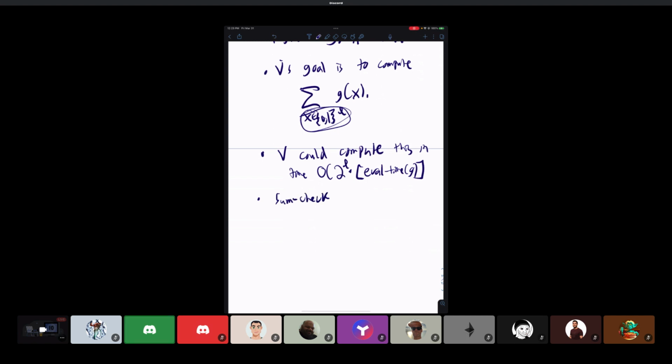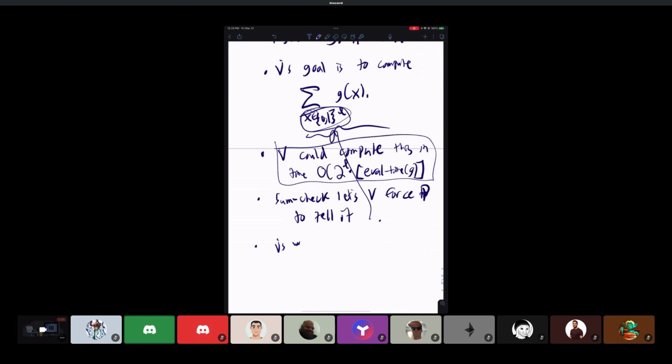So sum check lets V force P to tell it the answer. And checking the proof is much easier than just solving the problem on its own. So V's work in the sum check protocol is order L. L is the number of variables, remember. Order L field operations plus the time to evaluate G just at a single point.